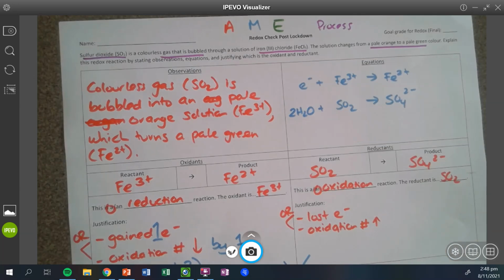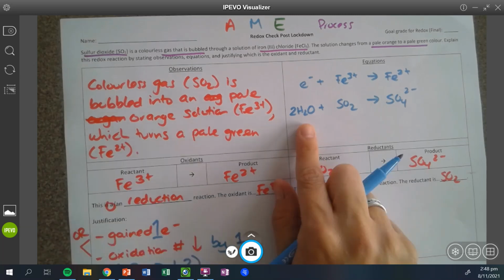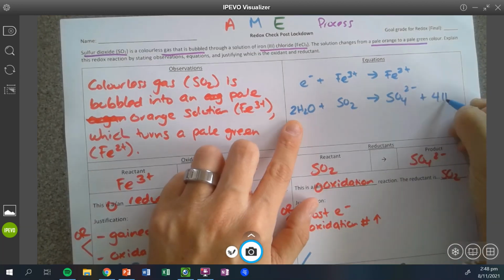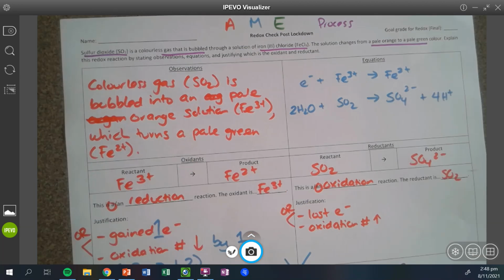All right. Now, I've added a problem into this. Now that I've added water, I have added hydrogen to my equation. So I need to balance for the hydrogen. The way I balance for my hydrogen is by adding hydrogen ions. So in this case, there's 2 times 2. So that makes it 4 hydrogen ions that I'm adding. Does that make sense to everybody?